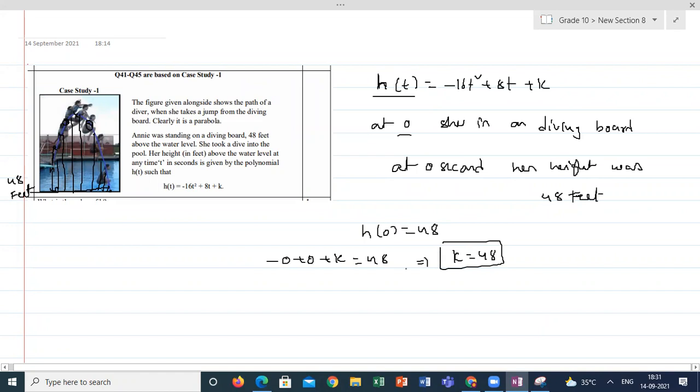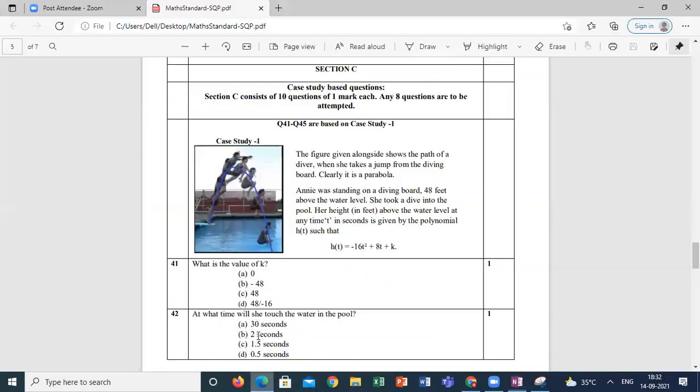Is it clear, guys, what I done here? Yes, sir. When Annie is on the diving board, the time is the initial point. Initial point means the time is zero here. Go for question number B.